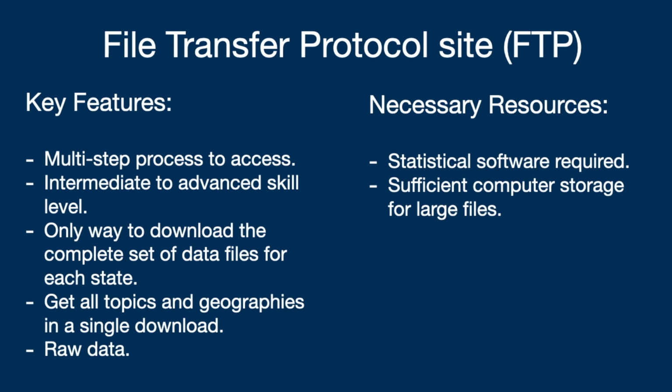As for the format, when you select a state, you will be downloading all the files for every level of geography available within that state. You can select a state to download the complete set of data files for all the topics and geographies at once. Downloading from the FTP is a multi-step process, and it requires the use of a statistical analysis software to extract the data. But don't worry, we have detailed courses and data jams to guide you. For now, I will show you where you can go to download the files.